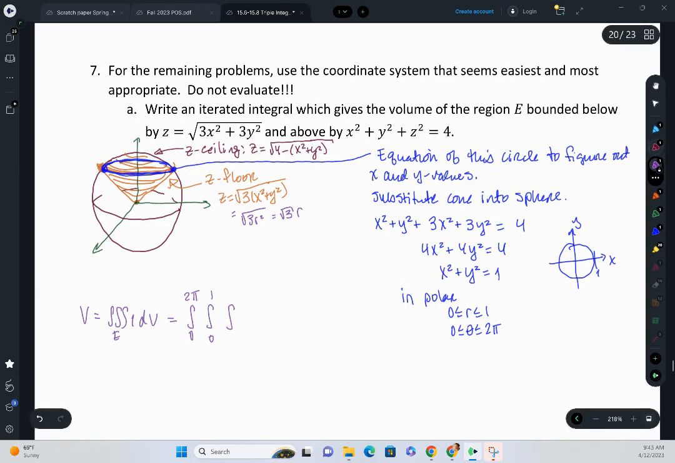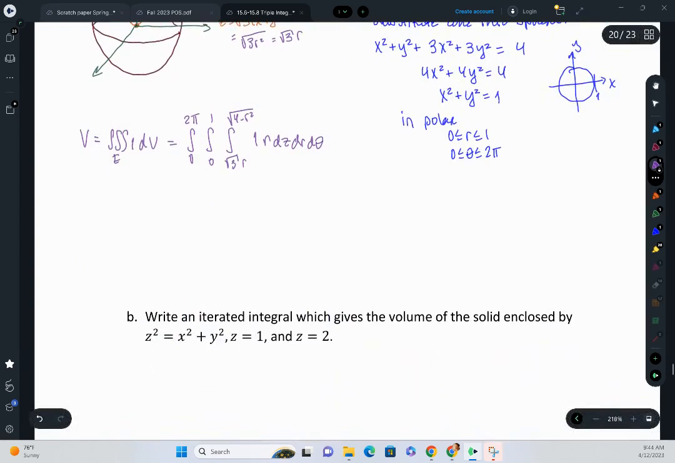And the upper bound right here is going to equal the square root of 4 minus r squared. So the lower bound is square root 3 times r, and the upper bound is the square root of 4 minus r squared. Our integrand is 1. We have to remember that the differential has an extra r in it, and then dz, dr, d theta. That would calculate our volume for us. Okay?